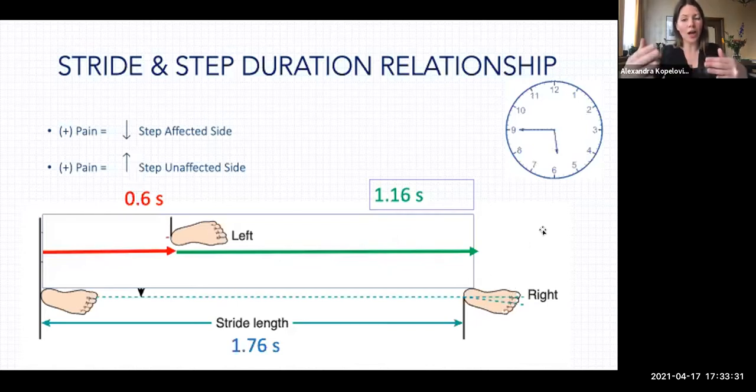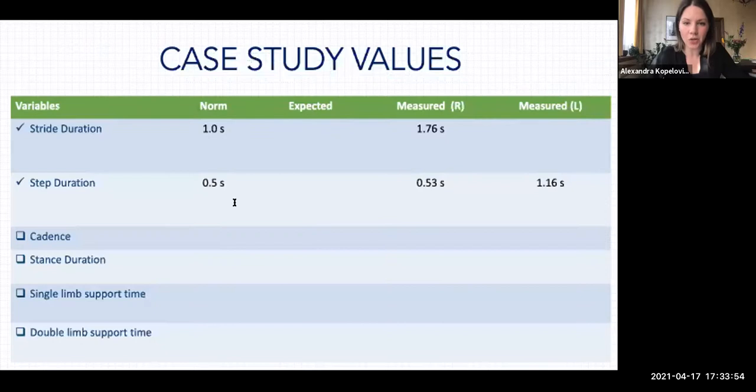So once again, this increased step of 1.16 seconds is a reason why patient wants to have a longer stride length. Patient wants to be there in a shorter period of time. So that's why these things actually happen. These are compensatory strategies, compensatory patterns. Now we're going to take these values and place them into our universal slide.